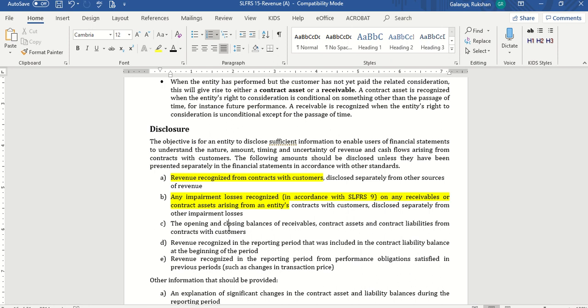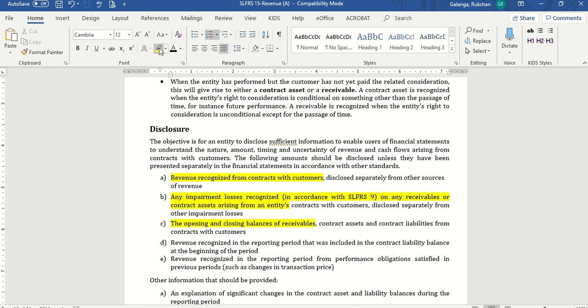In that case, if you are unable to collect that money for a long period of time, we may need to make a provision against that, right? We need to make a provision against that. So you should recognize if there's any provision like that. Then the opening and the closing balance of the receivables, if there are any, and the movements of that.